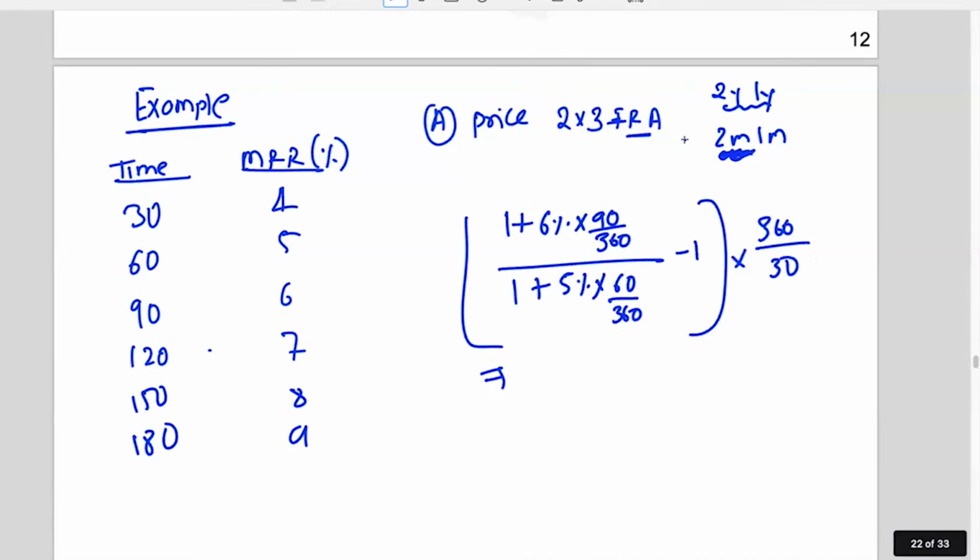Let's do it together. Let's see if we can do this. 6% into 90 by 360 plus 1, STO1. 5% into 60 by 360 plus 1, STO2. RCL1 by RCL2 minus 1, into 100 into 12. I'm getting 7.933%. Okay with this?